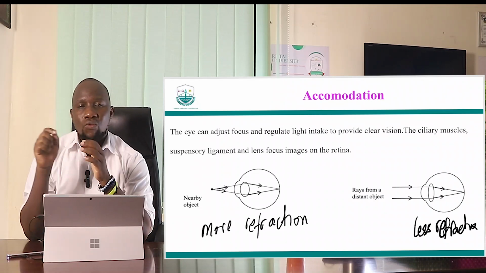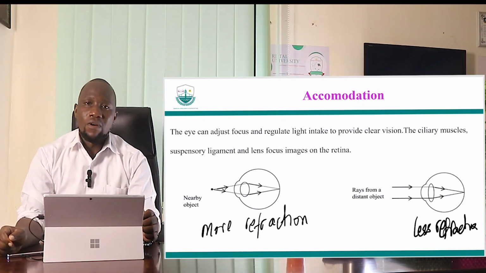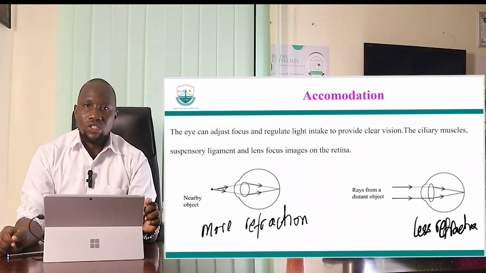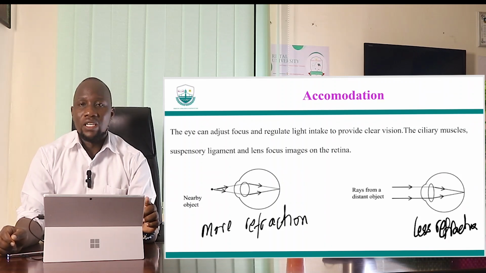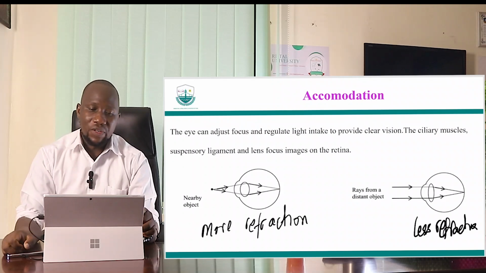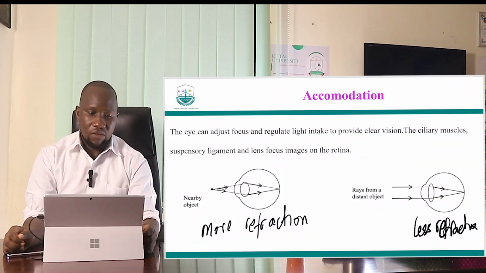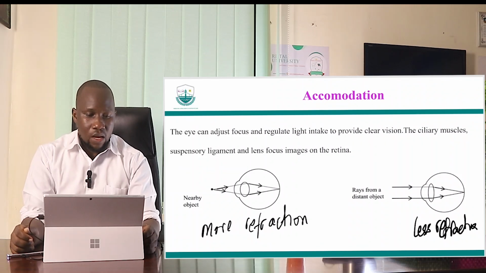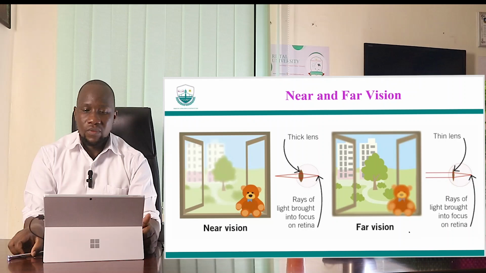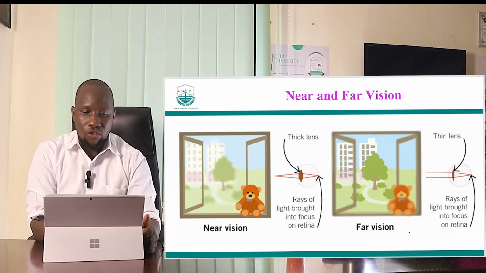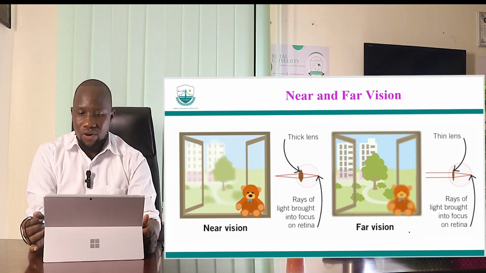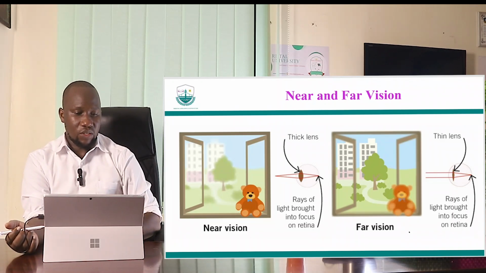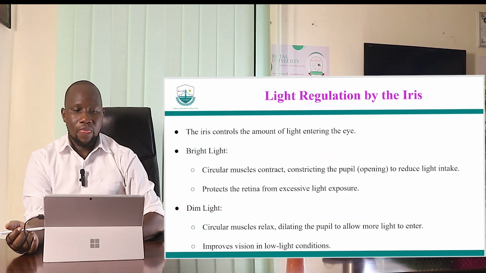But ultimately, you want to have a very clear image, whether it is a far object or a near object. The end should be a clear image on the retina. That's what should be achieved. And we have looked at the difference between a clear image and a blurred image. So here, still emphasizing the same point. For near image, thick lens. Far image, thin lens. That should be very clear concepts that you need to grasp.